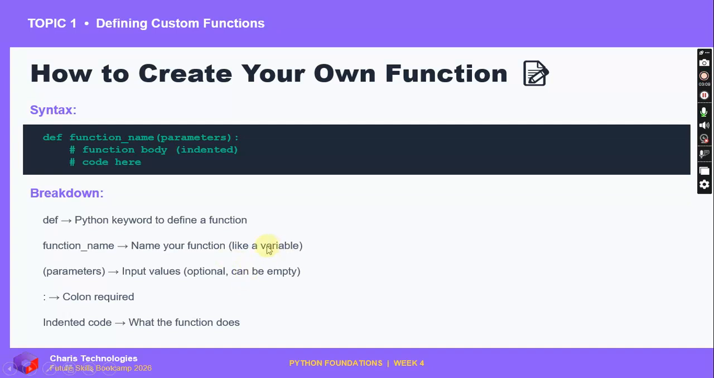So how do we create our own functions? The steps are very simple. You define the function name, and then the body of code goes under it like that. So let's get right into VS Code and define our own functions.